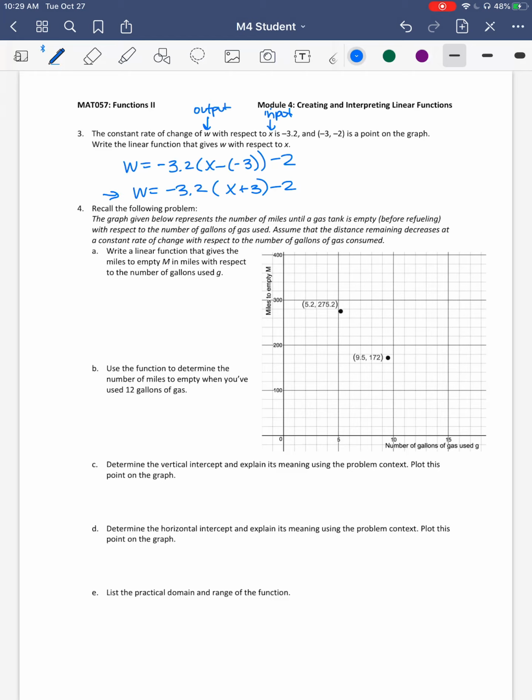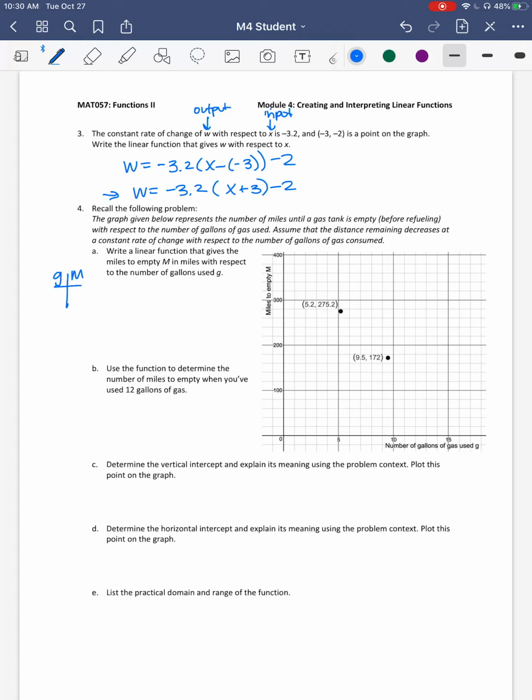Question number 4 says, recall the following problem. The graph given below represents the number of miles a gas tank is until empty with respect to the number of gallons used. All right, so we have a constant rate of change. This problem, by the way, I believe is from the Module 2 homework. But just in case we forget, Part A says to write a linear function that gives miles to empty m with respect to number of gallons.